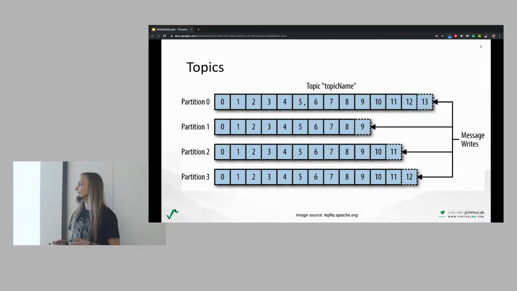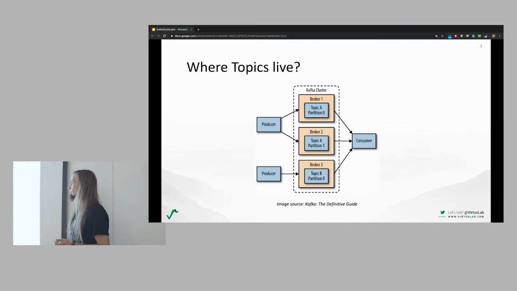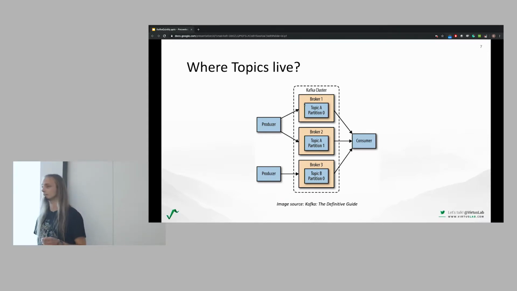It means that to achieve the best parallelism of processing, the maximum is the number of partitions for a particular topic. Also, it's worth mentioning that topics are fault tolerant because we can provide the replication factor, which means that the particular topic will be replicated to another broker, which is represented here. So we may ask where topics live, and topics live within the brokers.